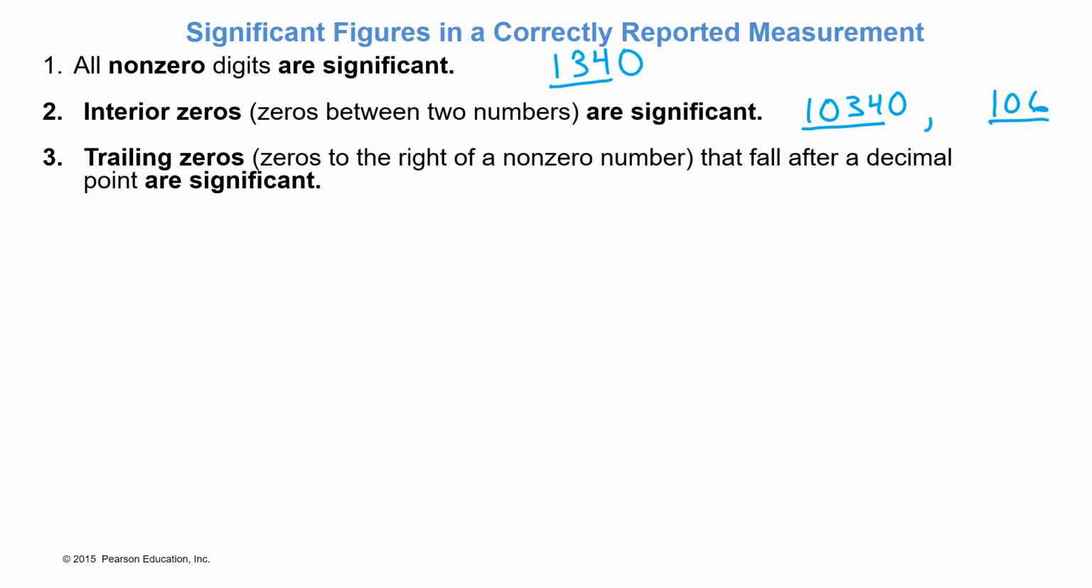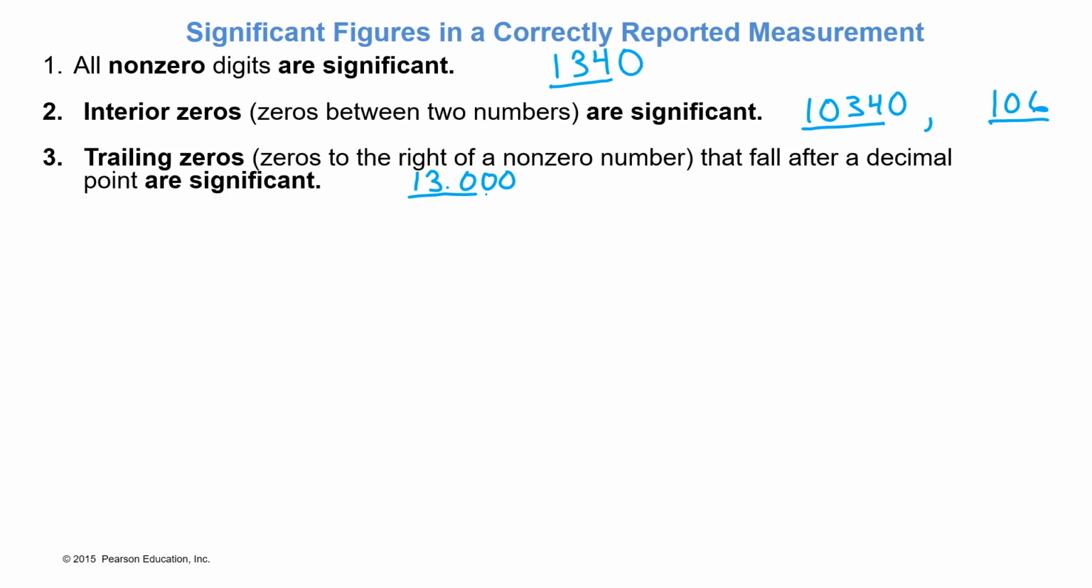Rule 3. A trailing 0 to the right of a non-zero number that falls after a decimal point is significant. All right. So if I have a number like 13.000, how many sig figs does that number have? 5. Every one of these zeros is important.